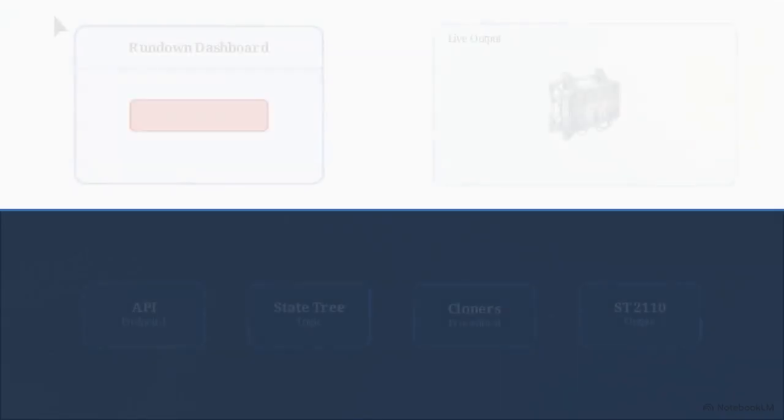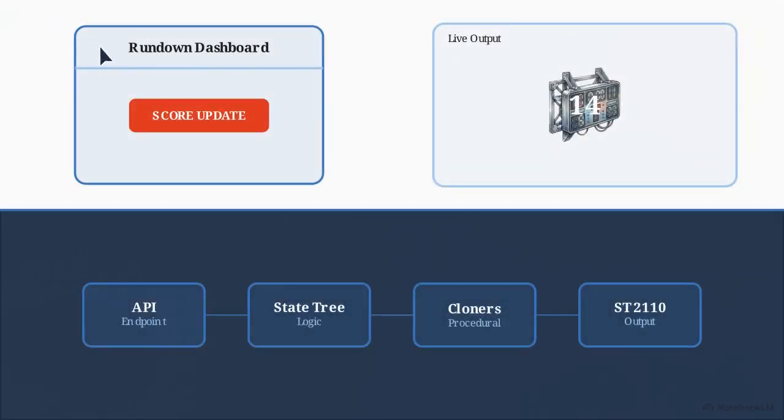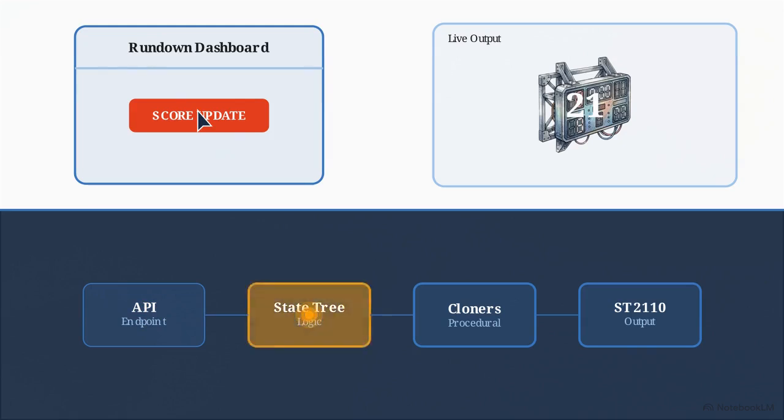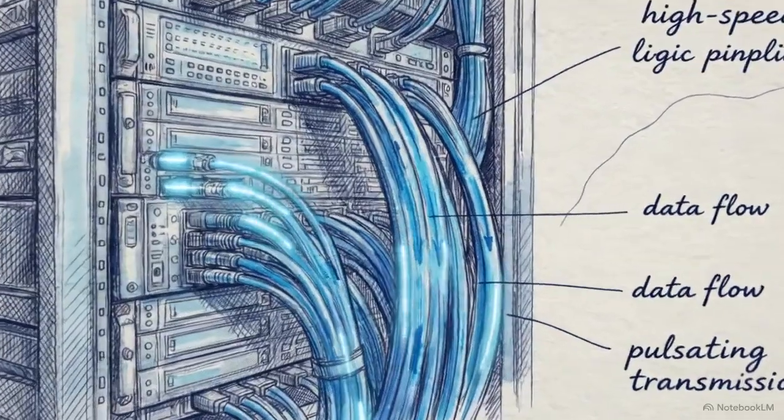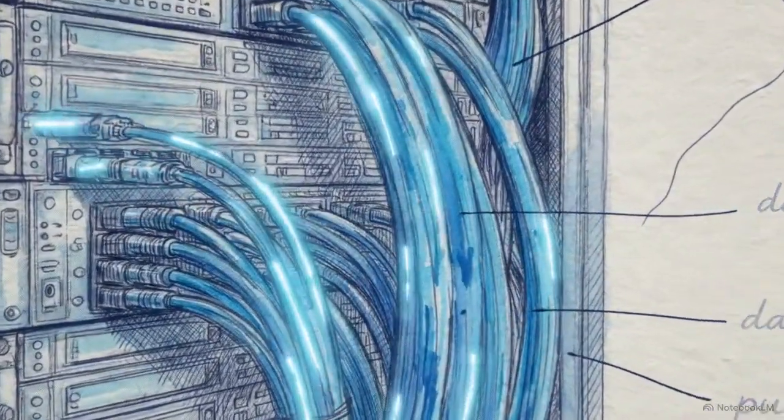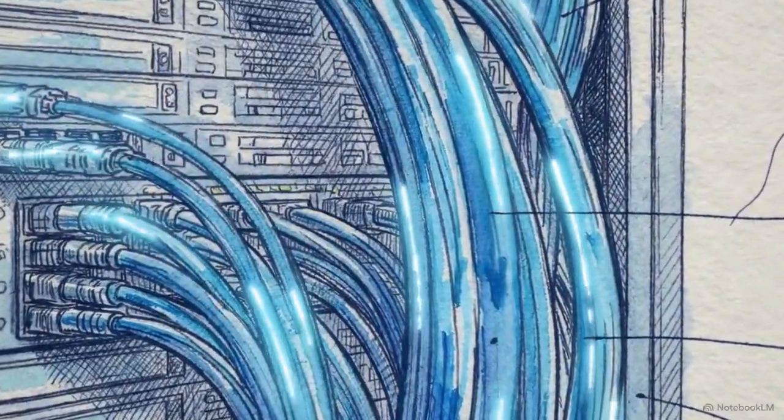In this split view, an operator executes a simple score trigger via an external web interface. The complex 3D graphic responds by scaling up and updating its internal text fields in real time. This single event activates the entire pipeline. The state tree resolves the transition, the cloners execute the procedural animation, and the final frames are pushed out via ST 2110. This process confirms that broadcast graphics now operate as live, interconnected software programs that happen to output pixels.